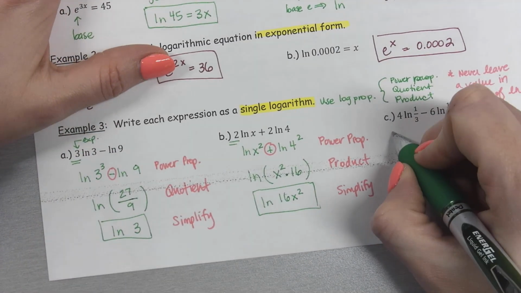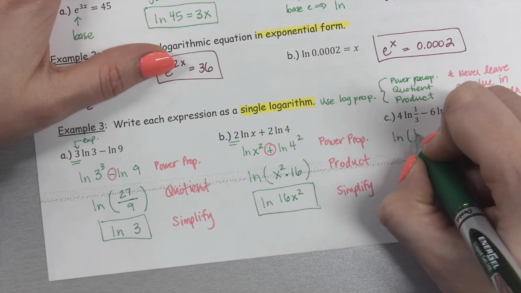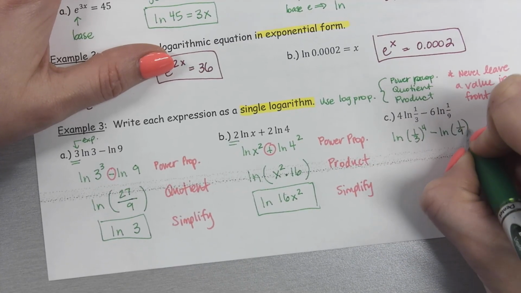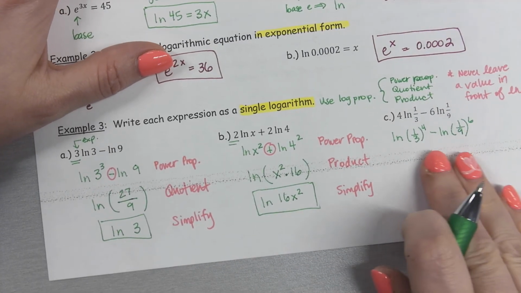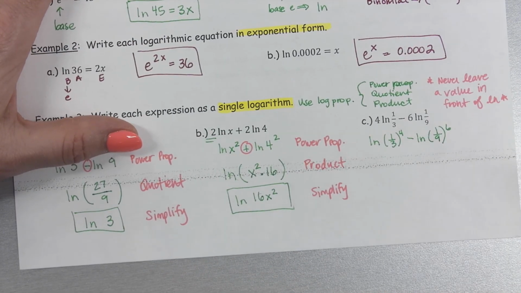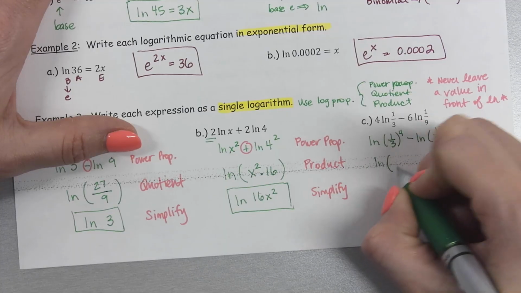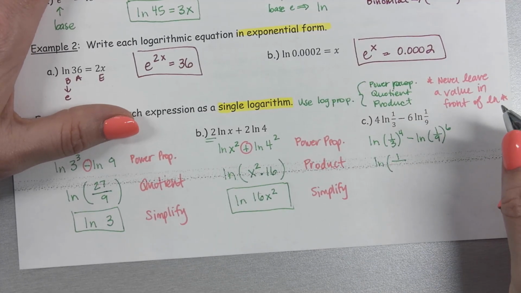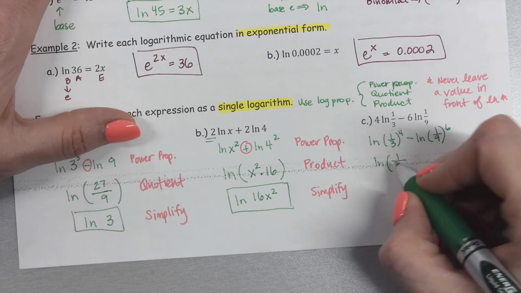I love seeing that you guys jumped right in and did the powers. That's excellent. I even saw that we did a nice job of distributing. So 1 to the 4th is 1, 3 to the 4th is 81.